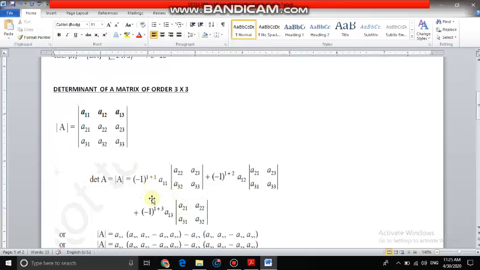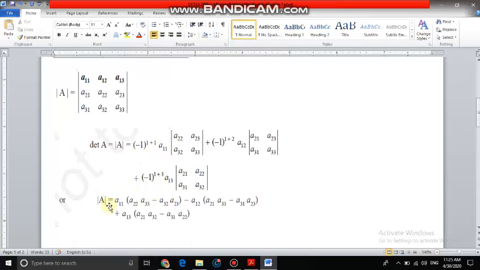Okay. Now move to the next step. Here the last one. -1 to the power 1 plus 1. 1 plus 1 is 2. -1 to the power 2 is plus 1. So that's why before A11 I have a positive sign. So then I kept A11 as it is.